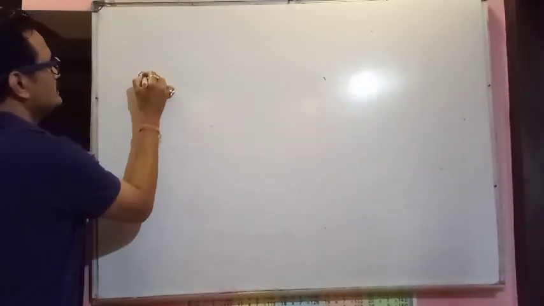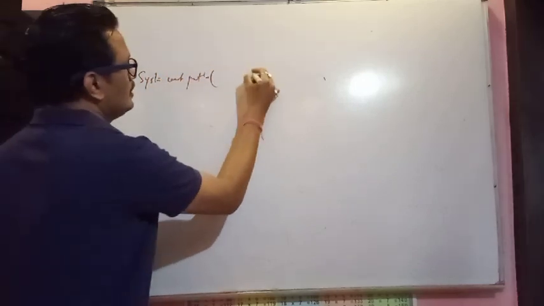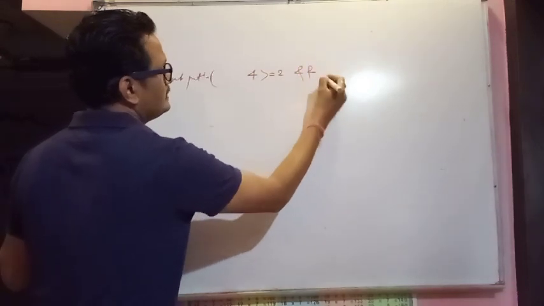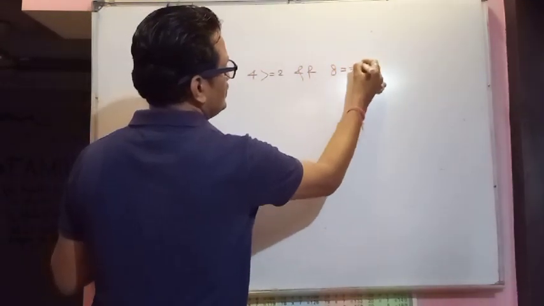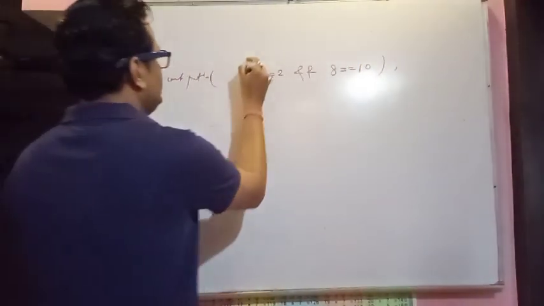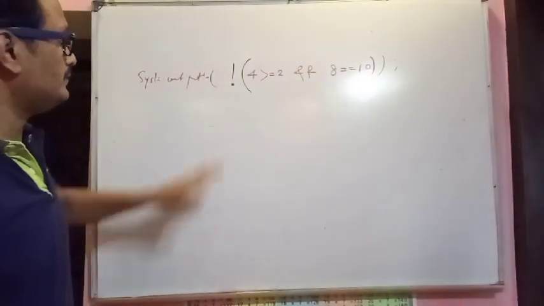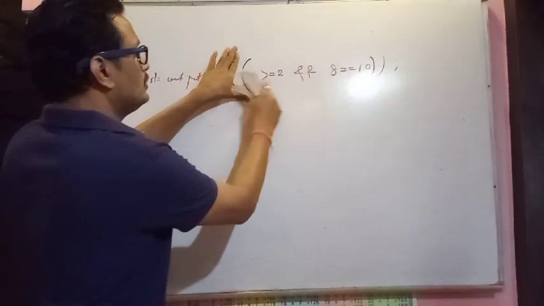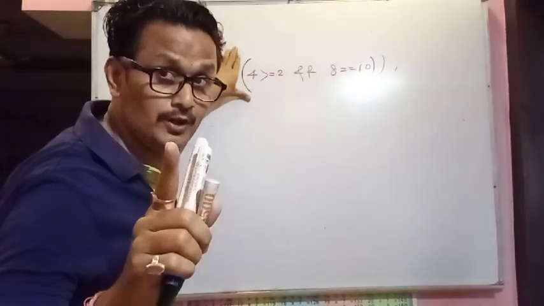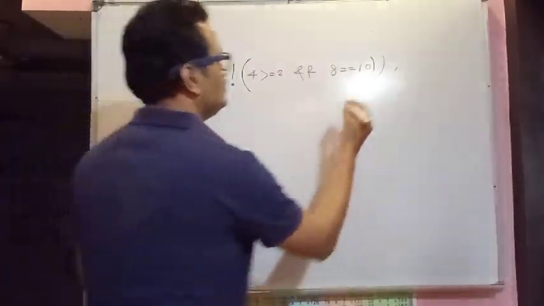Now here is System.out.println(!(4 >= 2 && 8 == 10)). And what I did, I used logical not here. If such a question comes, at first remove the not and check the rest. 4 >= 2 is true, 8 == 10 is false, so the answer will be false. Logical not will reverse it. So finally your answer will be what?